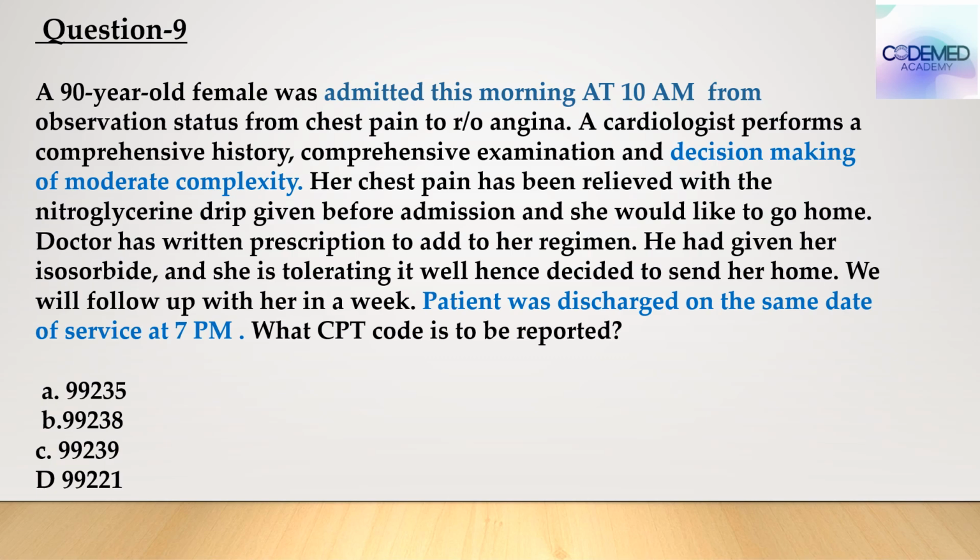The patient was in observation status for chest pain to rule out angina. The cardiologist performed a comprehensive examination and decision making of moderate complexity. Her chest pain has been relieved with a nitroglycerin drip given before admission, and she would like to go home. The doctor has written a prescription to add to her regimen. He has given her isosorbide and she is tolerating it well, hence decided to send her home. We will follow up with her in a week. Patient was discharged on the same date of service at 7 p.m.